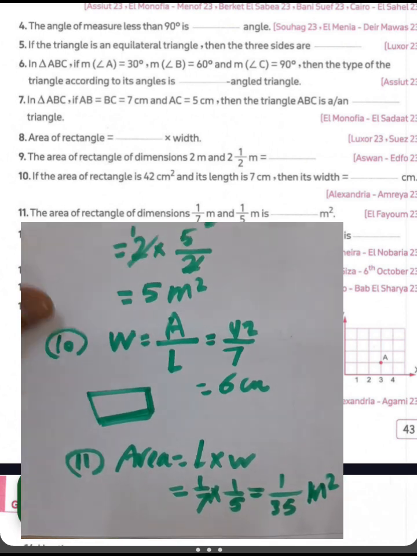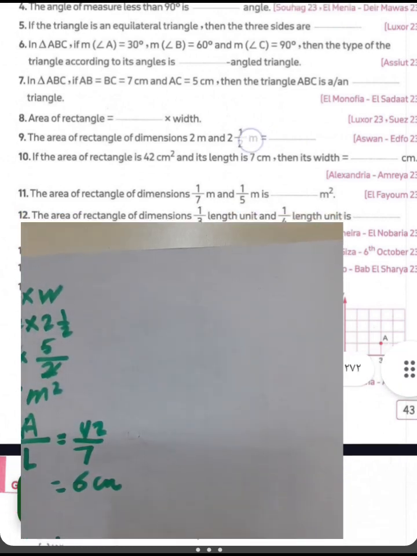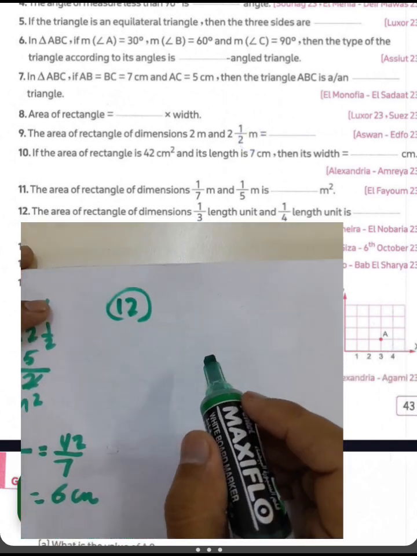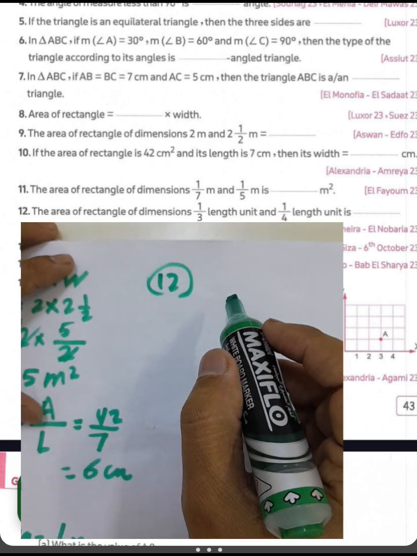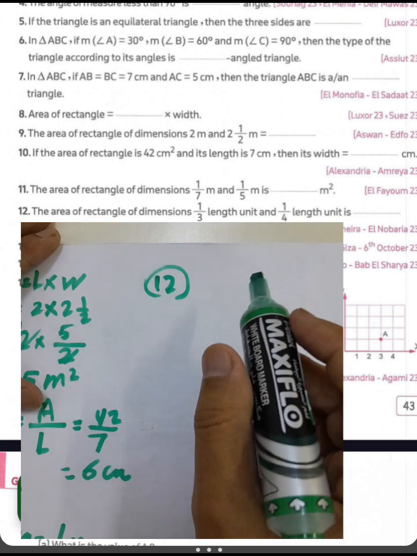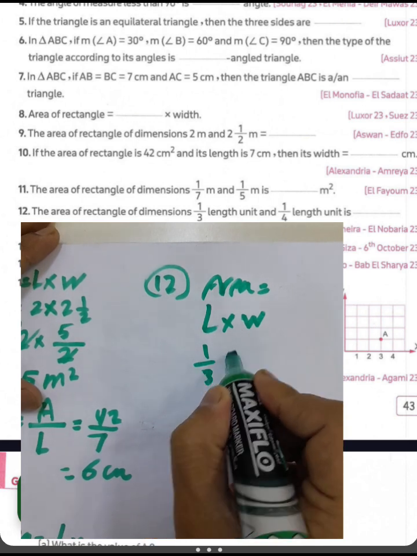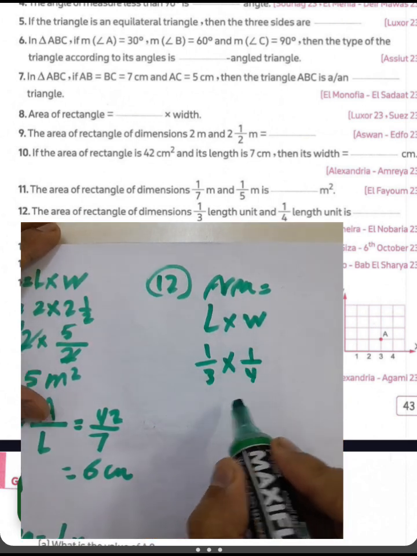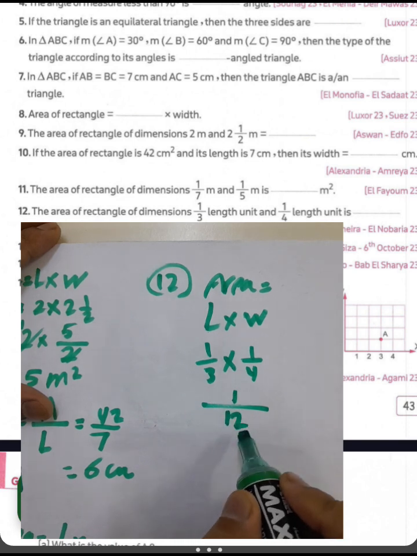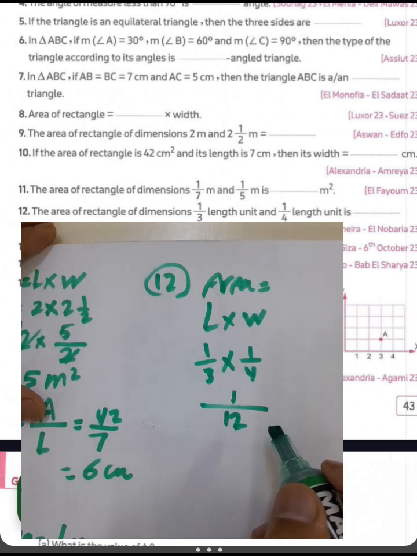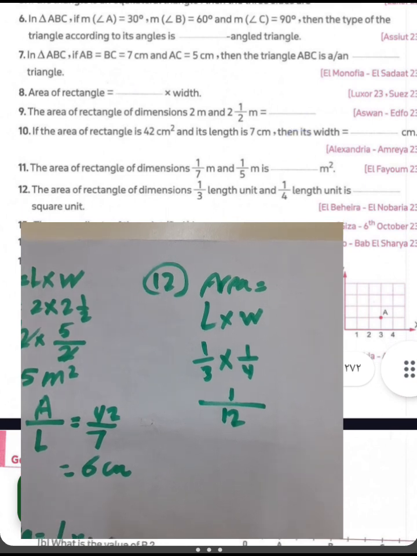Okay, next question. Question number 12. The area of a rectangle of dimensions one third length unit and one fourth length unit is what? We can write area equals length product by width. The length here is one third, product by width 1 over 4. 1 product by 1 equals 1. 3 times 4 equals 12. Then the result will be 1 over 12 square units. Okay, it was question number 12. The result will be 1 over 12 square unit.